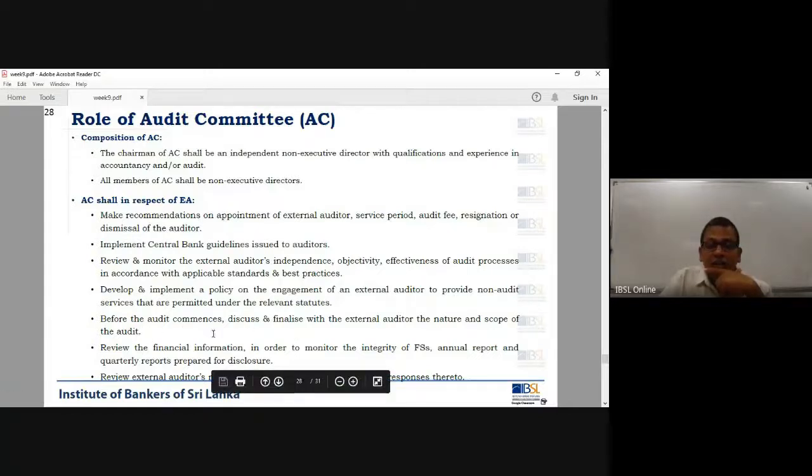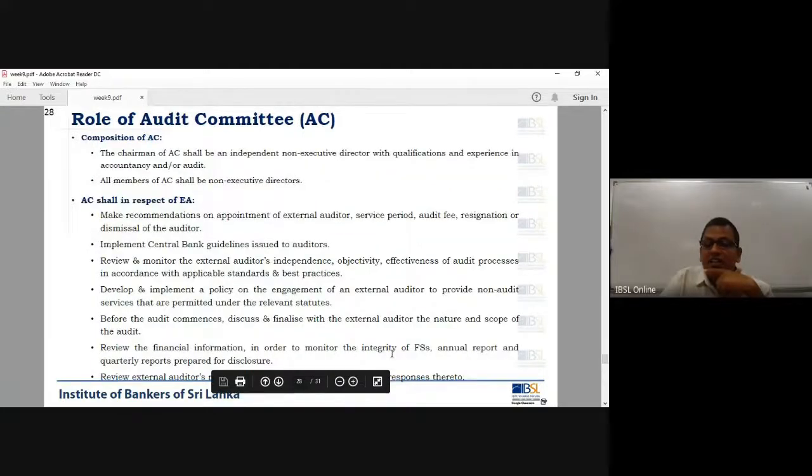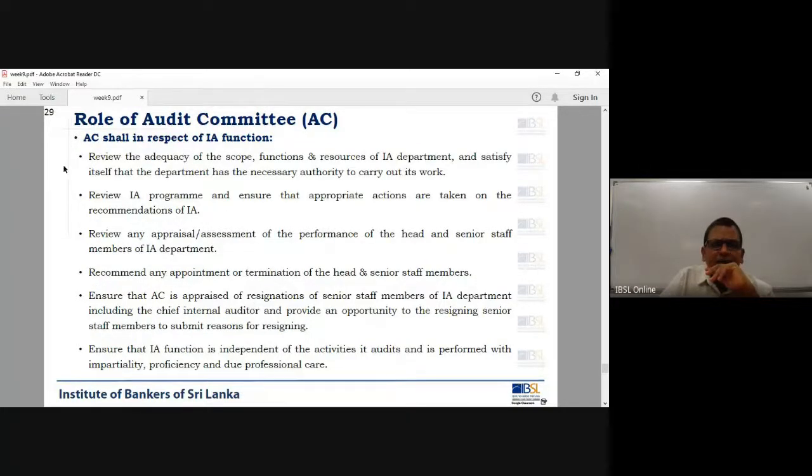Before the audit comments, they discuss and finalize with the external auditor the nature and scope of the audit, and review the financial information in order to monitor the integrity of the finances. This you can just read and understand. I think there is nothing much to explain. And this slide again mentions the role of the audit committee.